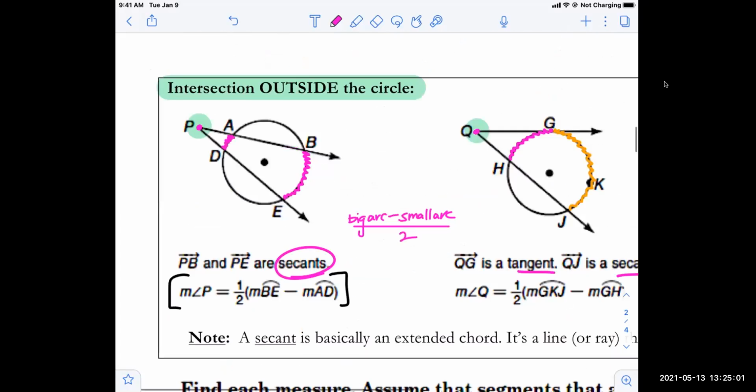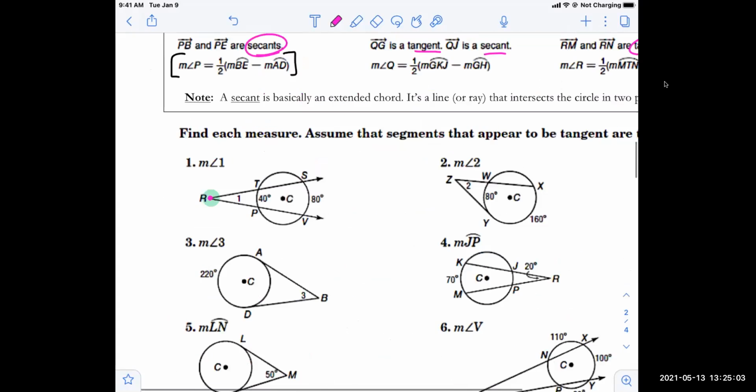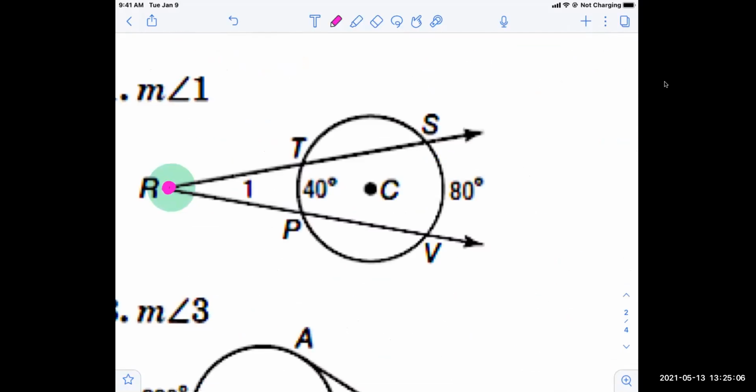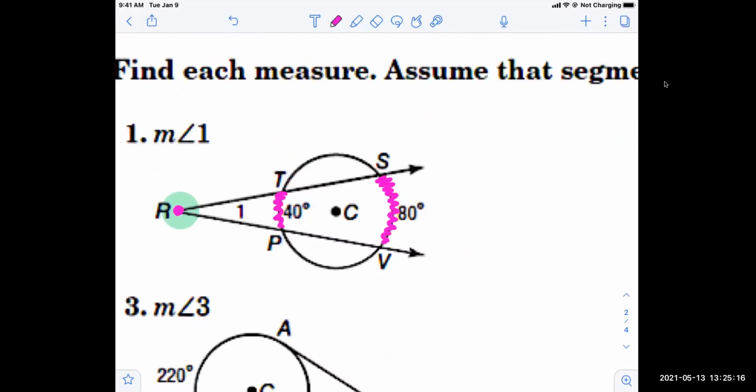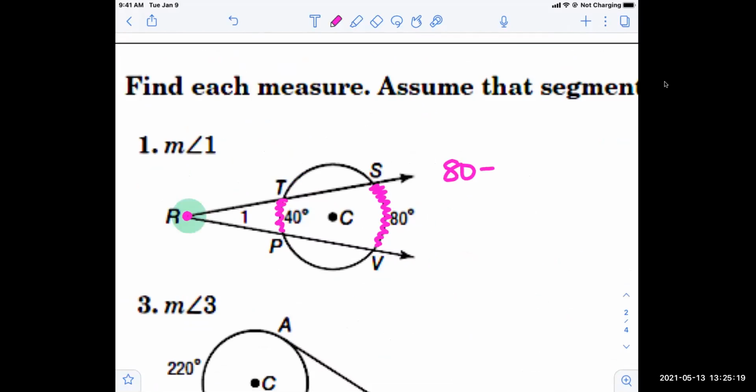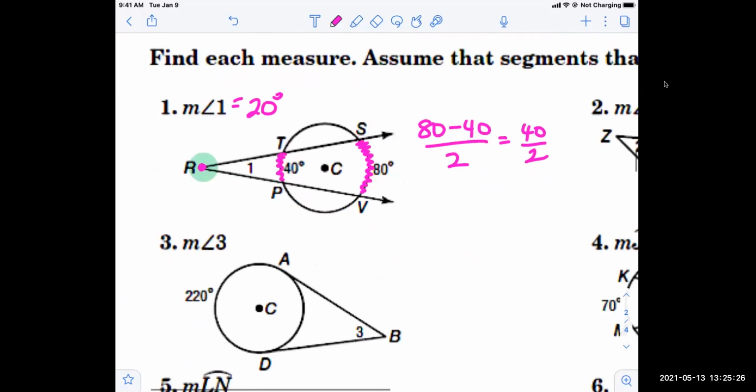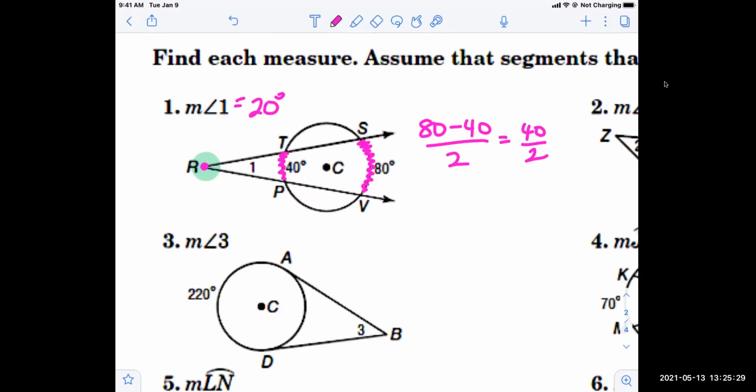It looks just like this one, right? SB and TP. Okay, give me the numbers. 80 minus 40 divided by 2, so R would equal 20. And again, the reason we know to subtract is because the vertex is outside of the circle. It wouldn't make sense to do 40 minus 80 because then you're going to have a negative angle measure. So make sure your answer makes sense.